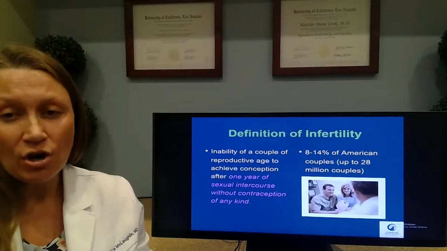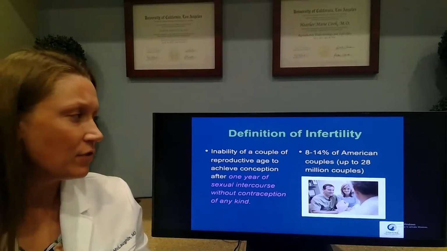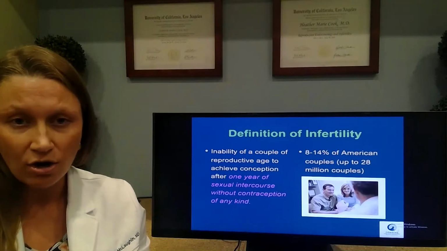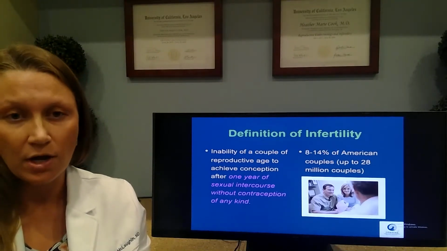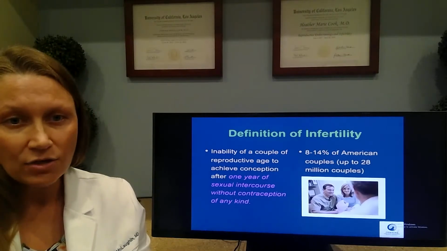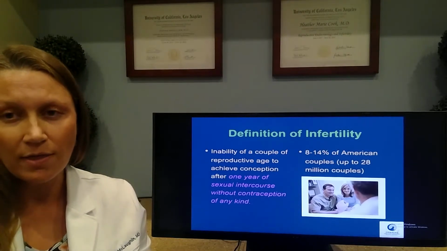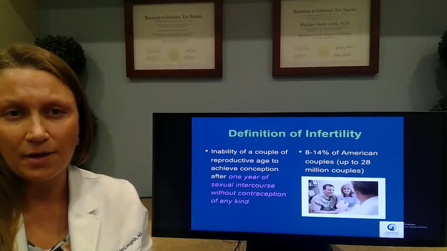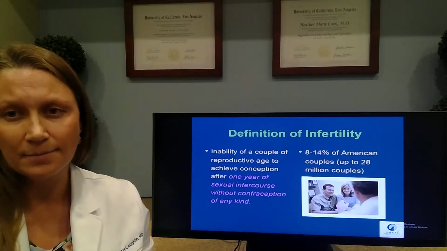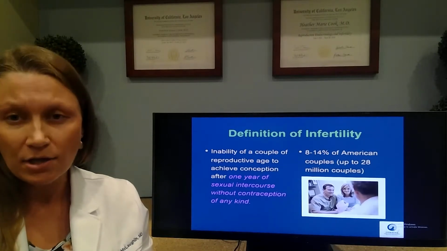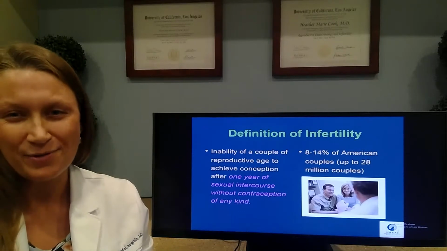So, to start off with just a definition of infertility, this is the inability of a couple to conceive after a year of regular intercourse without contraception. And this generally affects anywhere from 8 to 14% of Americans. So, I think it's important to know you are not alone. Infertility can be a very isolating diagnosis and feeling, but this is not uncommon, and this is what we're here for. We're here to help.